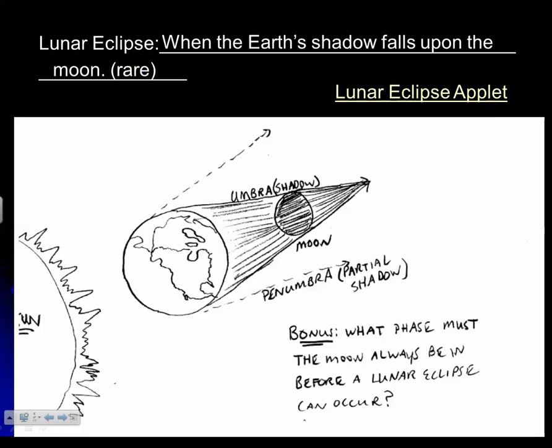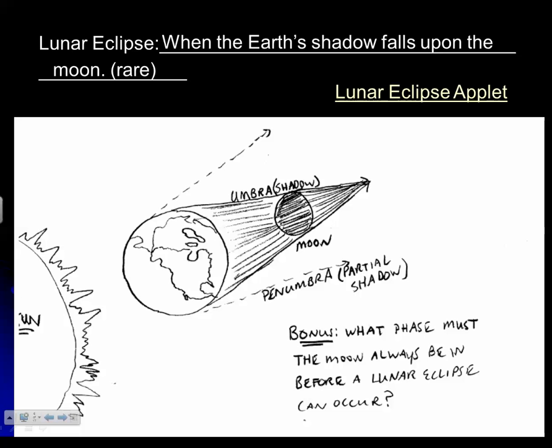All right, let's first start out with the lunar eclipses. Now, lunar eclipses just simply mean eclipse of the moon. Lunar is moon, eclipse, it's disappearing behind the shadow. So this is shadows, unlike the phases. And lunar eclipses are when the Earth's shadow falls upon the moon. These are somewhat rare.